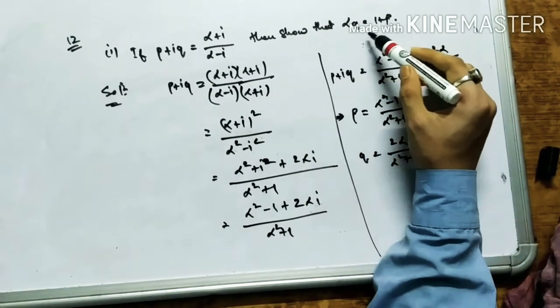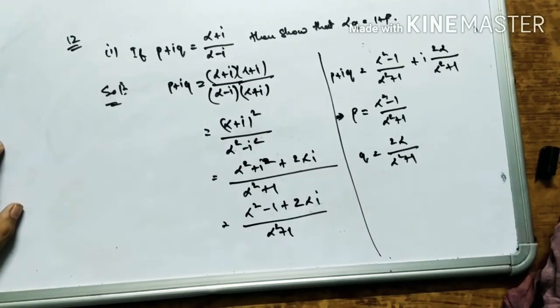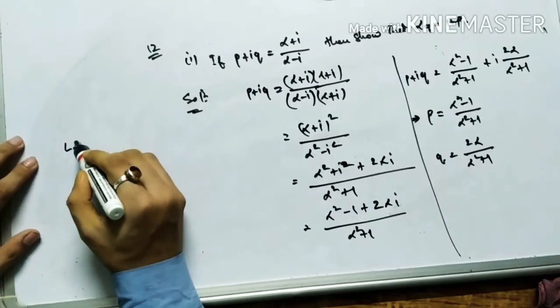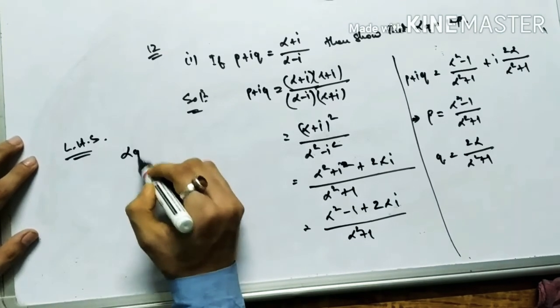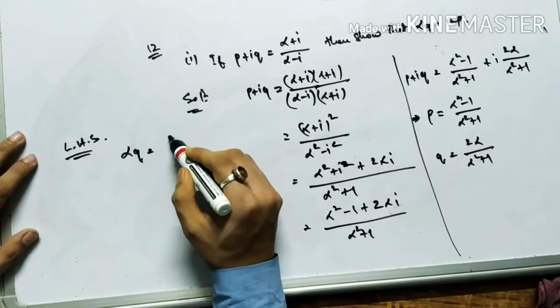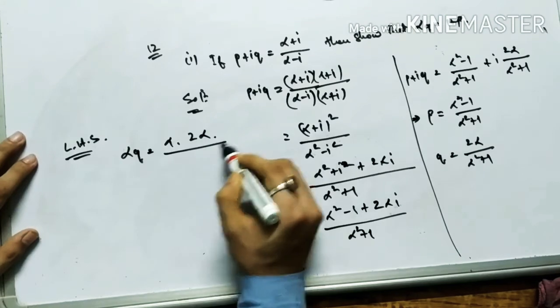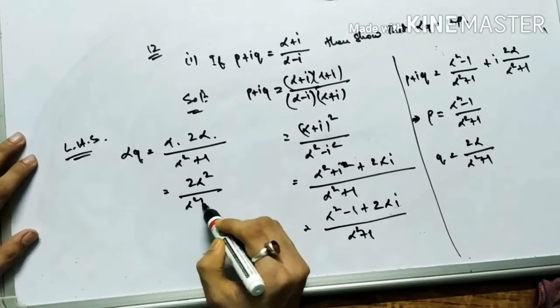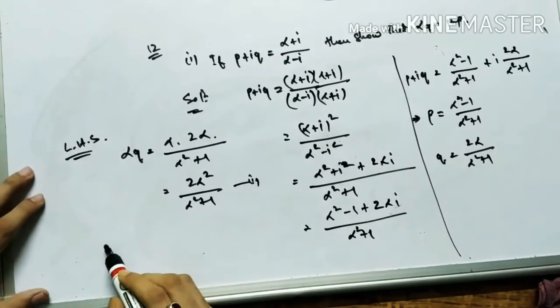Now I have to show that alpha q is equal to 1 plus p. So now I will take the LHS, alpha q, which is equal to alpha into 2 alpha by (alpha square plus 1). This is equal to 2 alpha square by (alpha square plus 1). This is our equation 1.